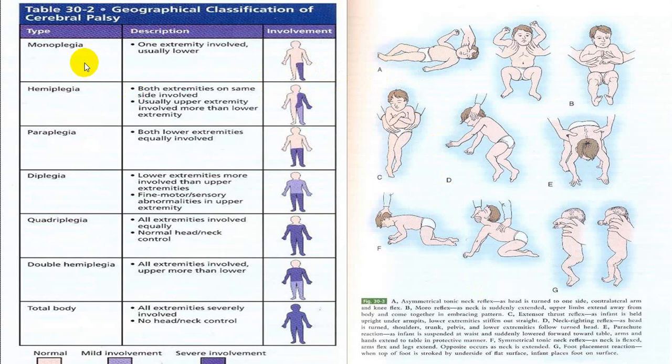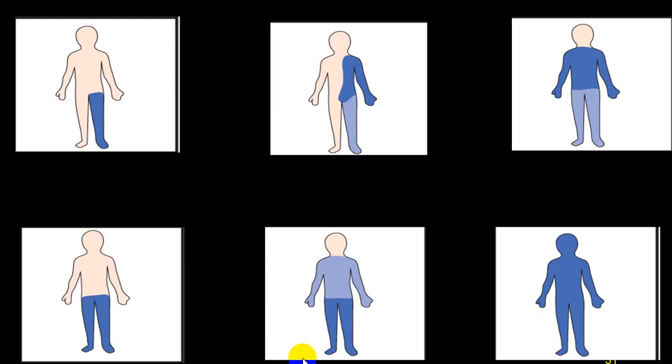Say one limb involved, monoplegia. If upper limb and lower limb involved, where upper limb is more involved, you use the word hemiplegia. Both lower limbs involved, paraplegia. When all the four limbs involved but two lower limbs more involved as compared to upper limb, diplegia. All four limbs involved, quadriplegia. When upper limbs are more involved as compared to lower limbs and all four are involved, the word utilized is double hemiplegia. And when face, neck and upper limb, lower limb completely involved, it is called total body involvement. These are all the different types of presentation which you can come across.